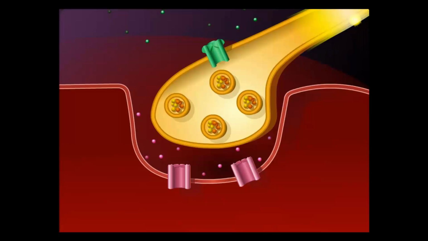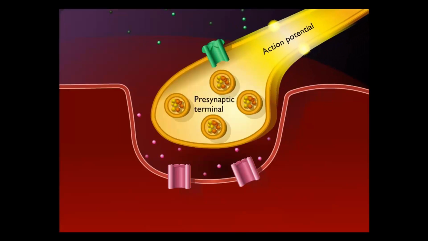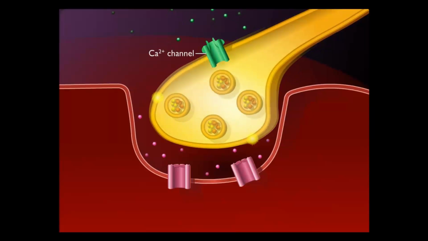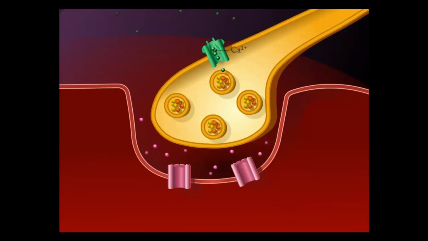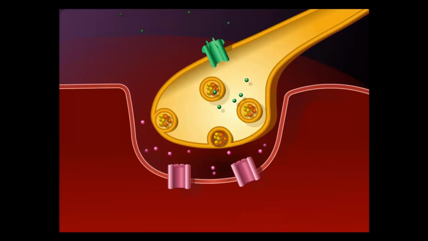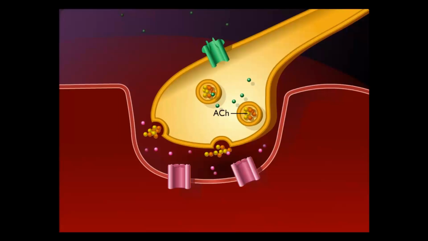An action potential arrives at the presynaptic terminal, causing voltage-gated calcium ion channels to open, increasing the calcium ion permeability of the presynaptic terminal cell membrane. Calcium ions enter the presynaptic terminal and cause vesicles to release their neurotransmitter acetylcholine from the synaptic vesicles into the presynaptic cleft.